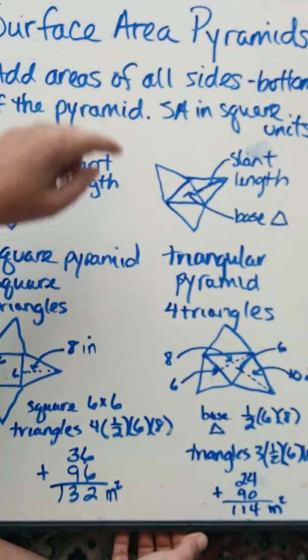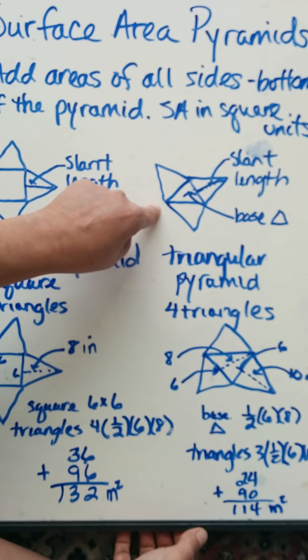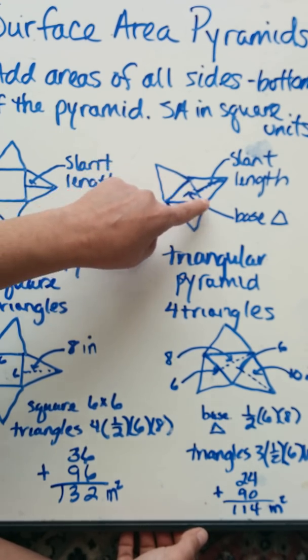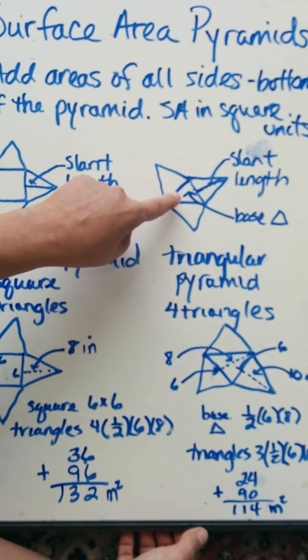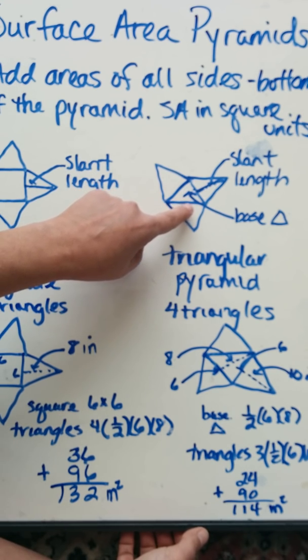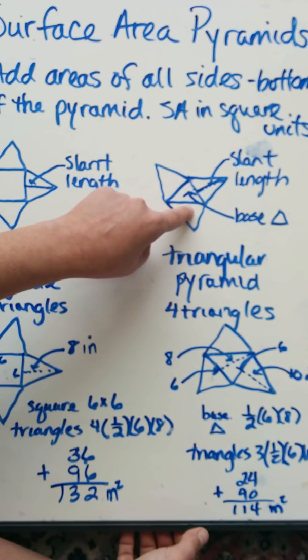In a triangular pyramid, you'll have 4 triangles. You have to find the area of all these. And again, in our case, the base triangle here is the one in the bottom. We call that a base triangle. In our examples, all the base triangles are equilateral. That means that all these side lengths for the base triangle are going to be the same.